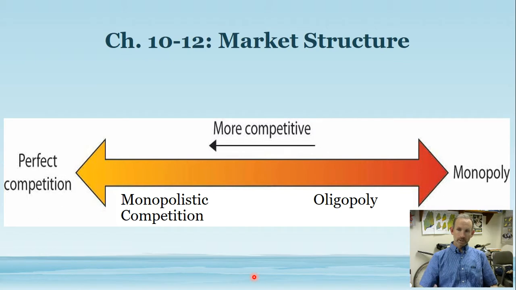So if you remember this spectrum, we talked about market power or monopoly power. And we said really monopoly power is the ability to set prices as a business. As you move from left to right on this graph, businesses have more and more ability to set prices. As you move from right to left, markets are more and more competitive. So we're really studying these four market structures over these three chapters. But this graph, I think, helps you keep the big picture in mind.